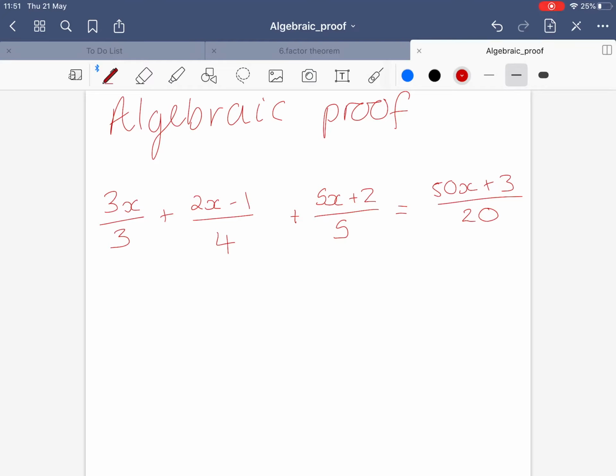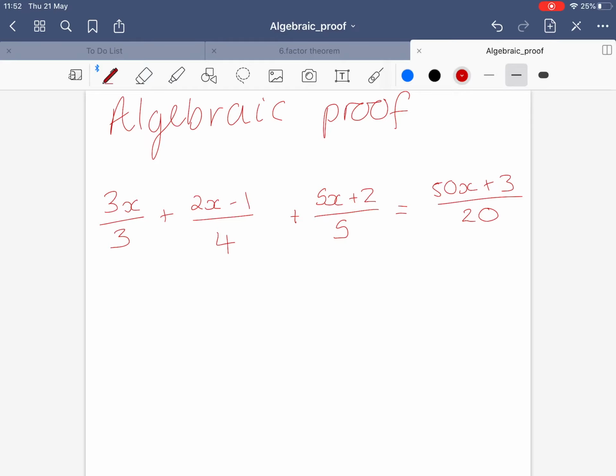So if we have a look at these ones, these are all fraction problems, okay? The first one, we've got 3x over 3 plus 2x minus 1 over 4 plus 5x plus 2 over 5 equals 50x plus 3 over 20. To prove this is correct, we've just got to do the workings of the fraction.